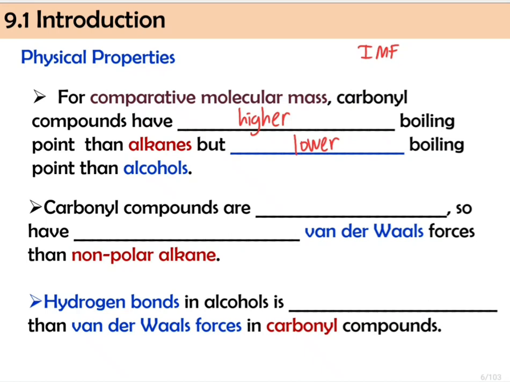Because carbonyl compounds are polar. Okay, jadi bila dia polar compounds, it has a stronger van der Waals force if you compare with alkanes, non-polar. Okay. Yang seterusnya, kenapa kalau kita compare dengan alkohol dia lower boiling point? Because alkohol dia ada hydrogen bond. So hydrogen bond in alcohol is stronger if we compare with van der Waals force in carbonyl compound.